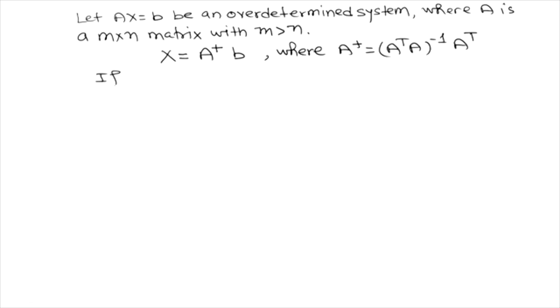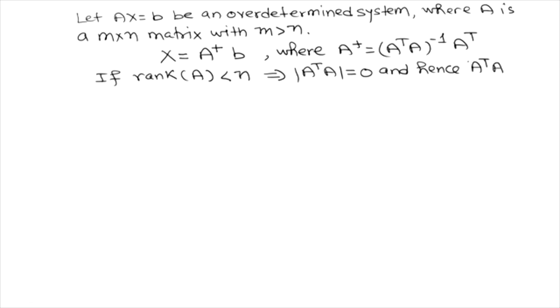So, if the rank of the matrix A is less than n, this implies that the determinant of A transpose A equals to 0, and hence A transpose A inverse does not exist. So, now the question is how to find the least square approximation of such a system.